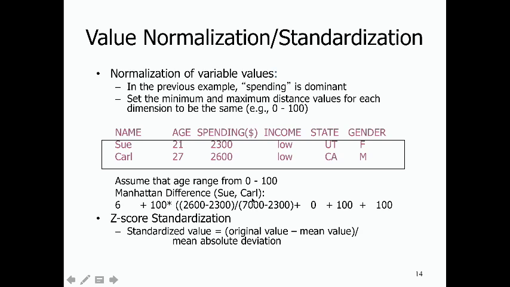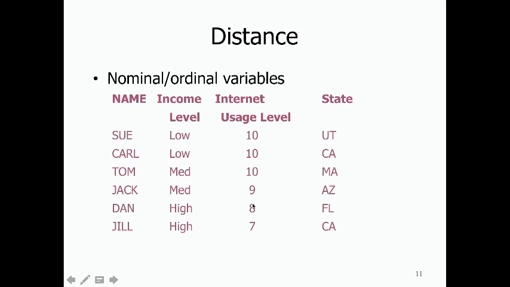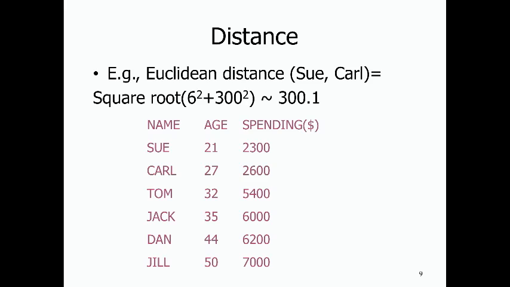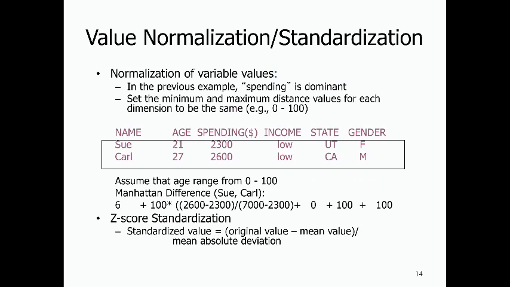And then the maximum distance between spendings is between 7,000 and 2,300. This is the maximum spending difference. We normalize it to 100 by doing it this way.